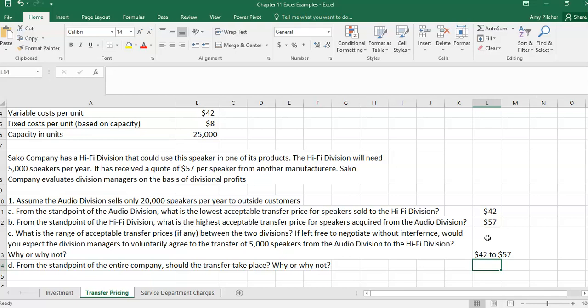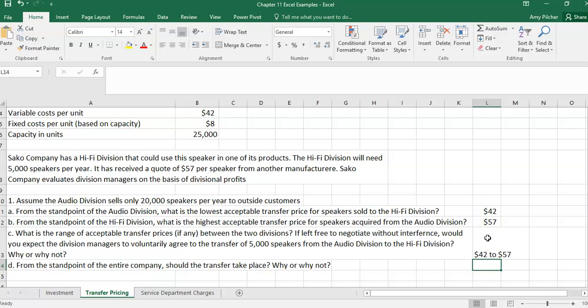Part D says, from the standpoint of the entire company, should the transfer take place and why or why not? Well, from the standpoint of the entire company, the audio division doesn't have market demand for those 5,000 speakers and they have extra capacity. So anything extra that they are able to make and transfer out just adds to their bottom line. It benefits them and the company as a whole to transfer to the Hi-Fi division at any price over $40.